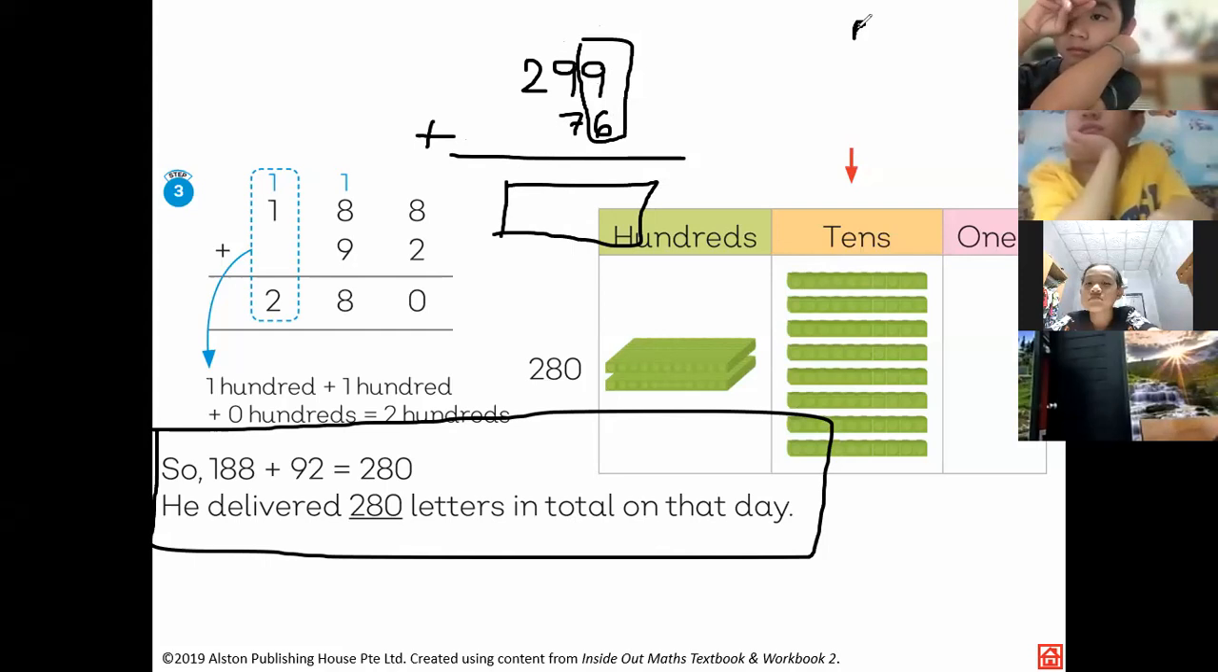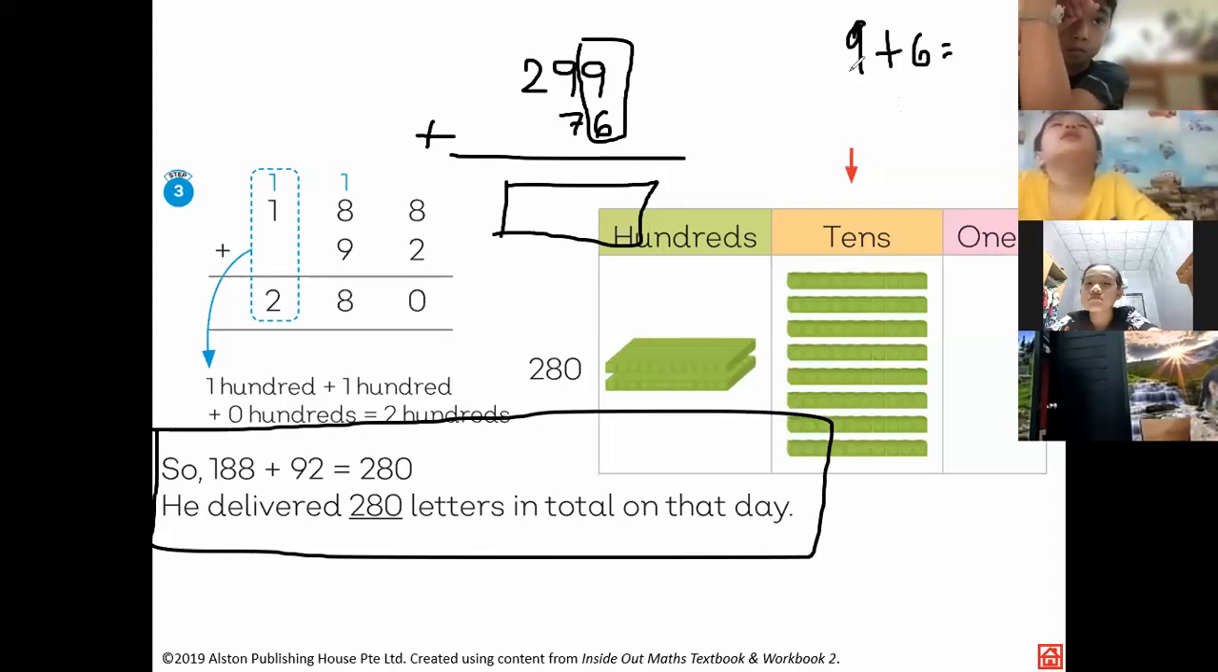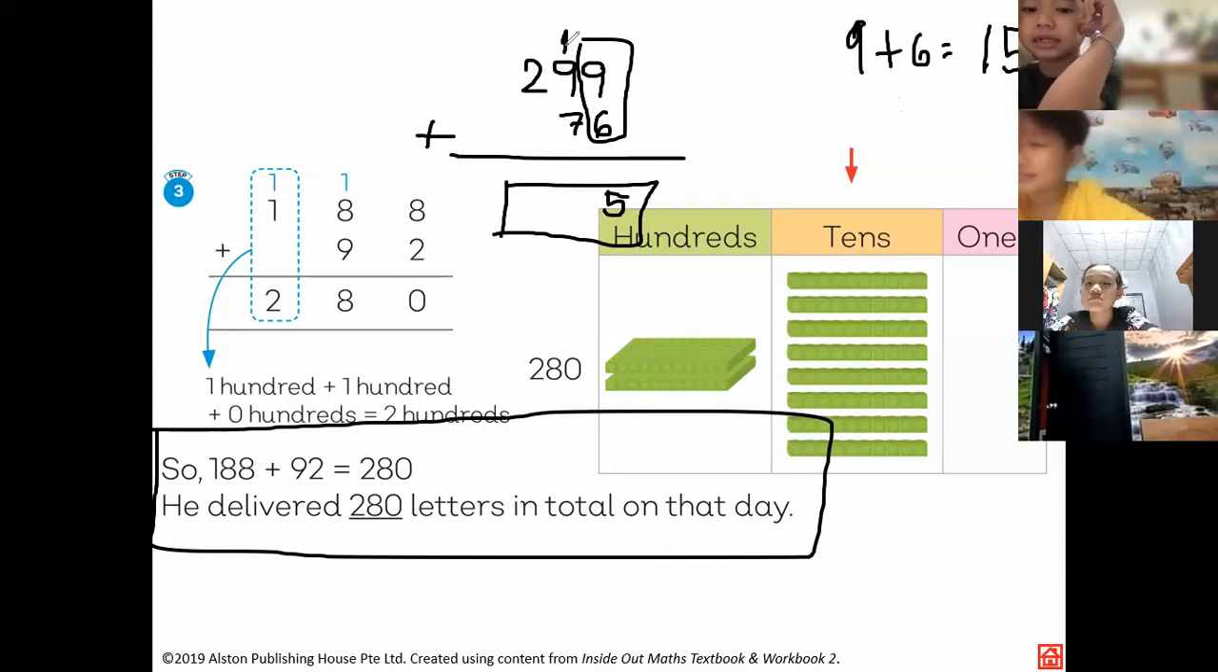What is 9 plus 6, class? 9 plus 6 equals what? That's 15, right? So 9 plus 6, that's 15. So we put 5 down here. And then we will put 1 up here.